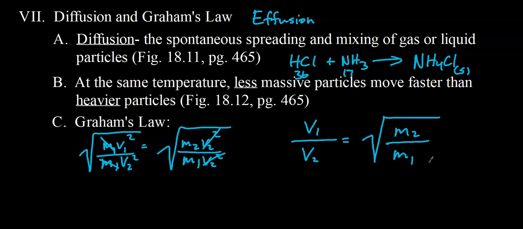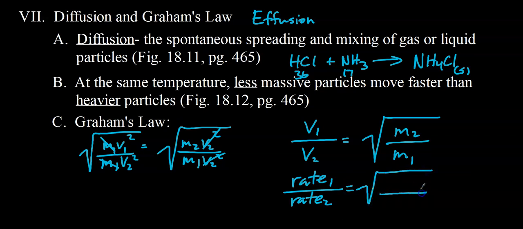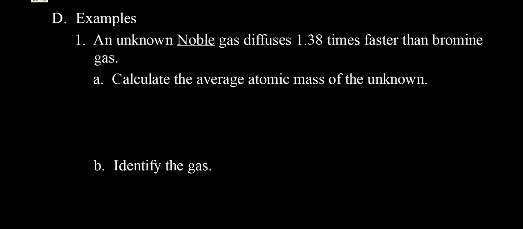Now be careful with that. Notice that we kind of have inverses there. So velocity is the same thing as rate. So we can also write, say, the rate of diffusion of gas 1 over the rate of diffusion of gas 2 is equal to the square root of the ratio of mass 2 to mass 1. So this is Graham's law of diffusion. Okay, so be careful with that. Let's take a look at some examples where we can apply this. An unknown noble gas diffuses 1.38 times faster than bromine gas. Remember that bromine is diatomic.